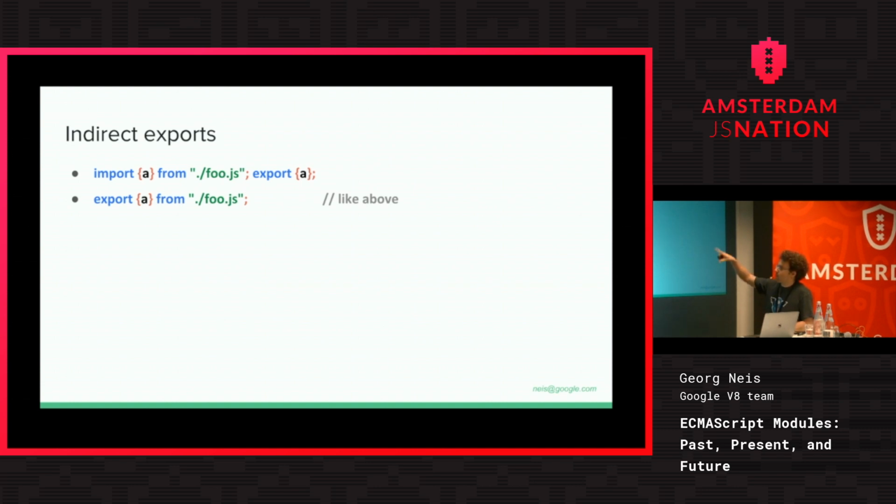The only difference between those two is that in the first line, we are actually introducing A as a variable in the local scope. In the second form, we are not.